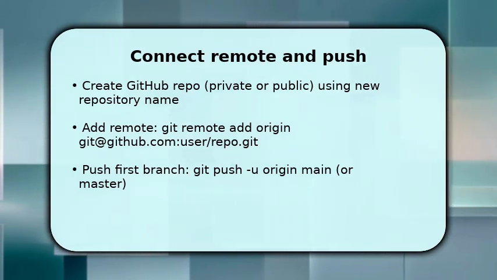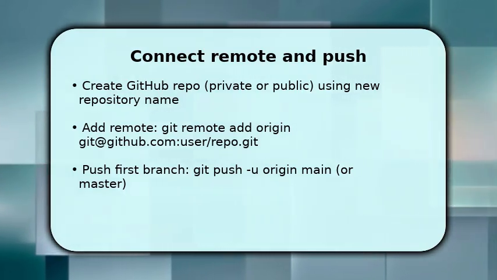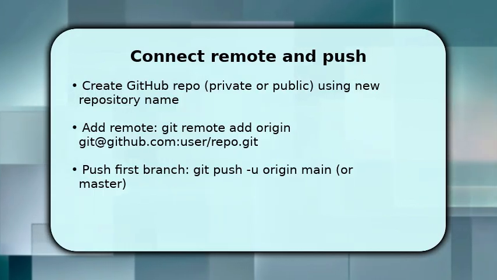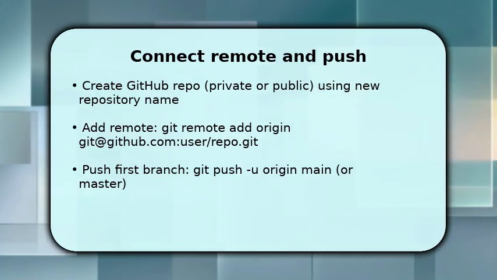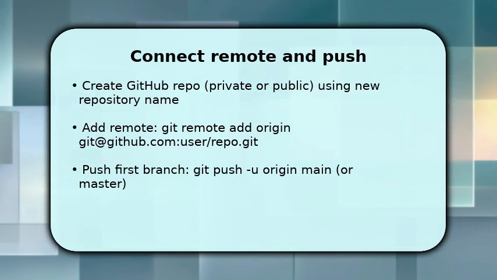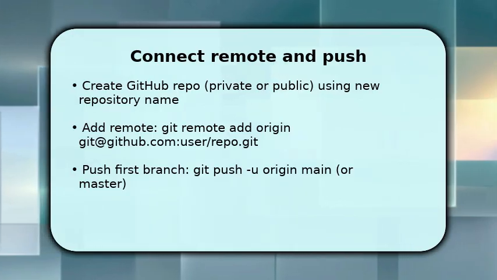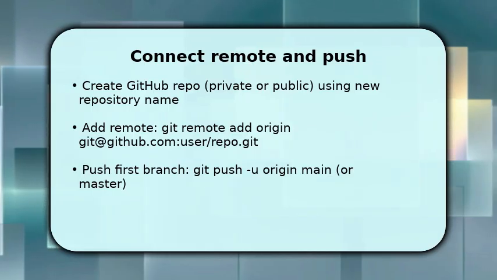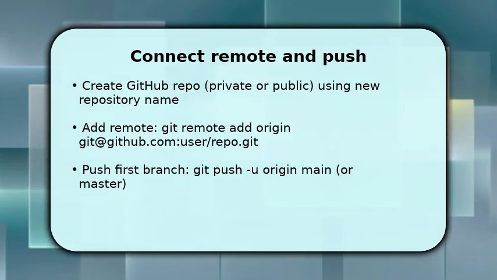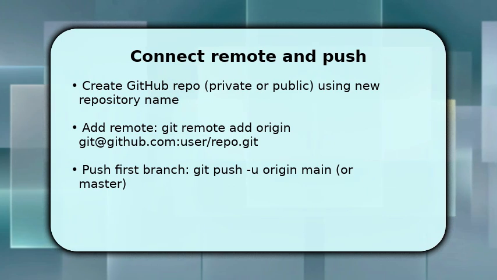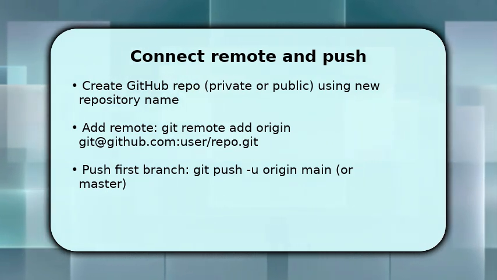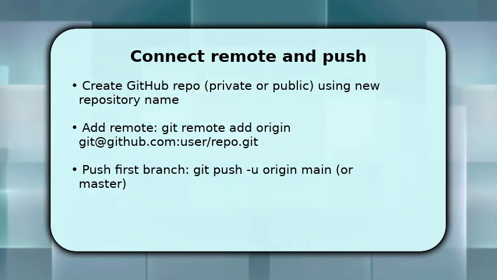On GitHub, create a new empty repository, choose visibility and name. Then, in your terminal, add the remote using the SSH URL, git remote add origin git@github.com:username/repo.git. After confirming origin with git remote -v, push your branch. git push -u origin main. This sets upstream so future git push and git pull work without extra args. If you use HTTPS, substitute the HTTPS URL and be ready to authenticate with a token.